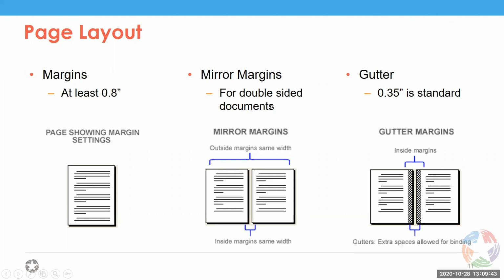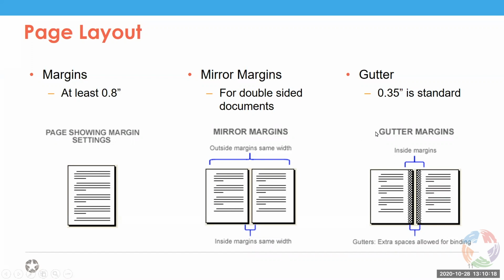Mirror margins, that's a feature you can have for double-sided documents. And in the case of a family history book, everything that you are setting up is going to have multiple pages, and you will be doing double-sided printing. So you want to make sure that your margins on the exterior, the outside margins notated here, are going to be the same. You don't want to have inconsistent margins, as that inconsistency can make it look very unprofessional.